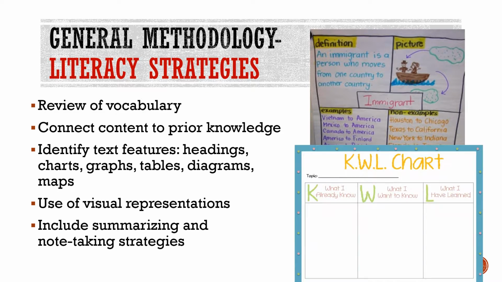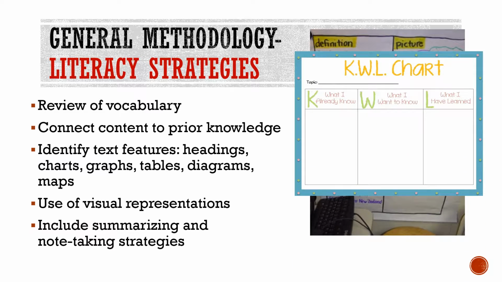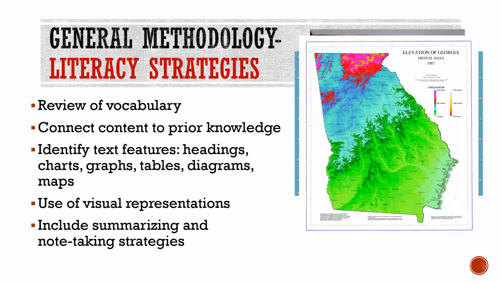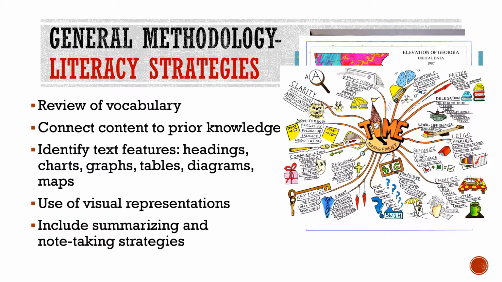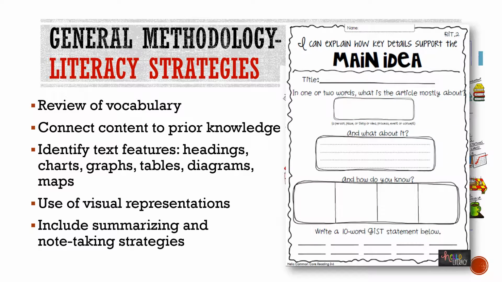Teachers can use KWL charts or quick surveys to determine students' prior knowledge. The ability to decipher text features is also important to help students gather information from sources other than written text. Research also shows the use of visual representations helps students understand content as well. After a lesson, jotting down notes to summarize what has been learned is also most beneficial.